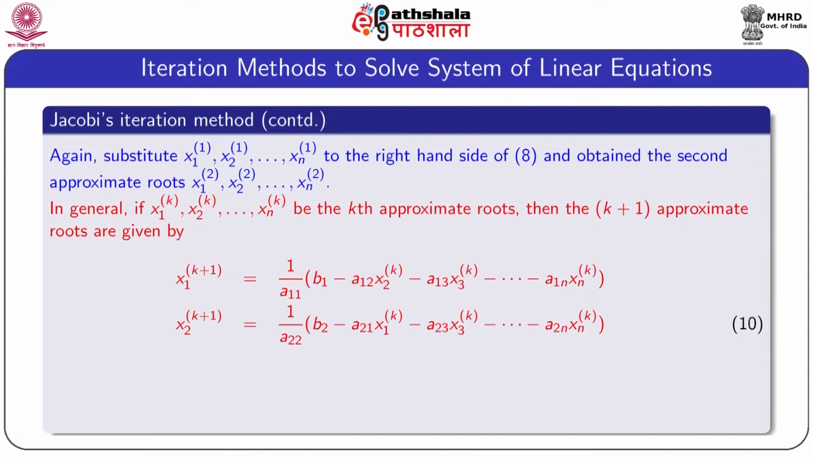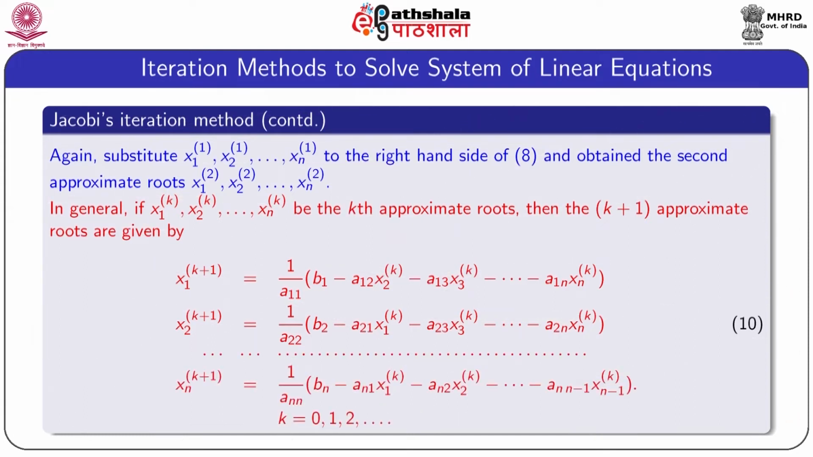That means the kth iterated values of x2, x3 up to xn are used to find the k plus 1 iterated value of x1. Similarly, the kth iterated values of x1, x3 up to xn are used to calculate the k plus 1 iterated value of the second variable x2. And similarly, the k plus 1 iterated value of xn is obtained from the last equation, and here k is equal to 0, 1, 2 and so on.